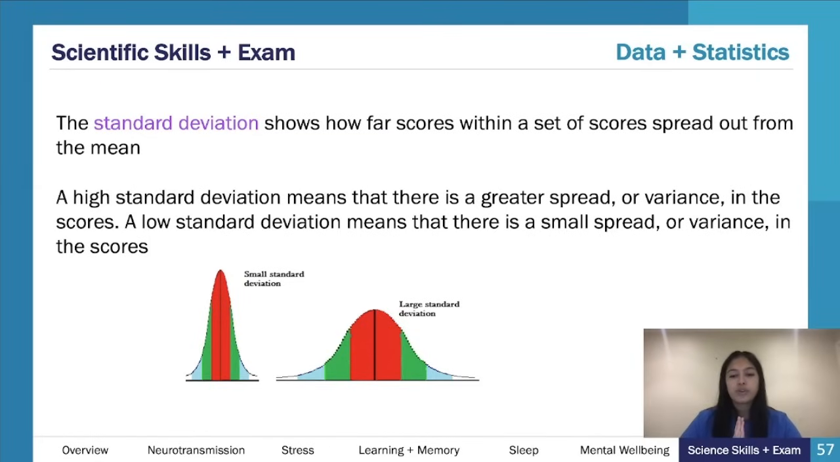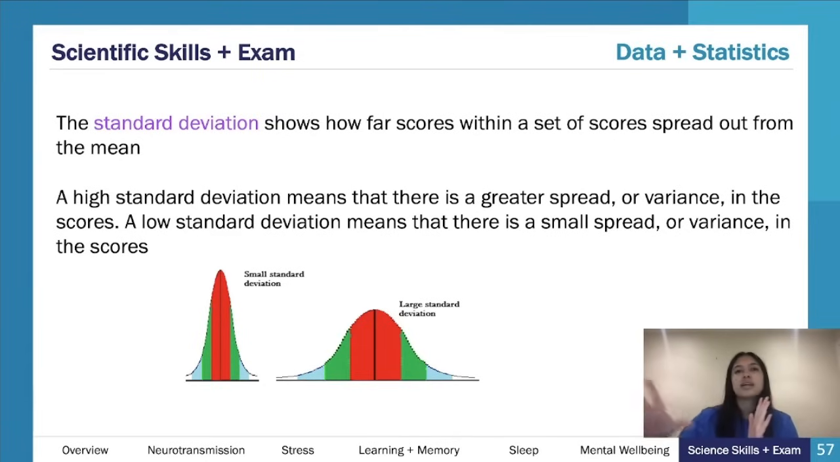So if you've got people reporting how much their memory improved, if the mean is 5 points, but you've got some people whose memory improved by 100 points, some people whose memory declined by 100 points, i.e. you've got a really large standard deviation, you're thinking that's really odd, that's really strange, something's probably gone wrong.